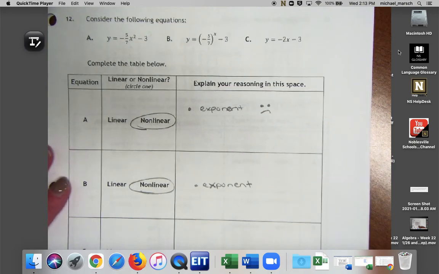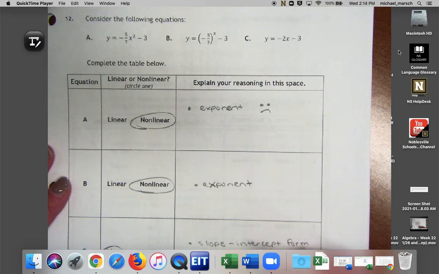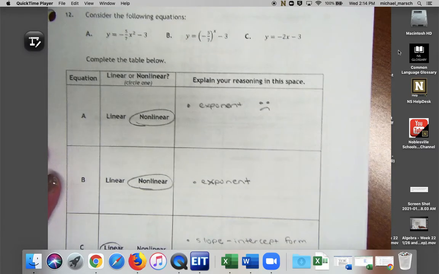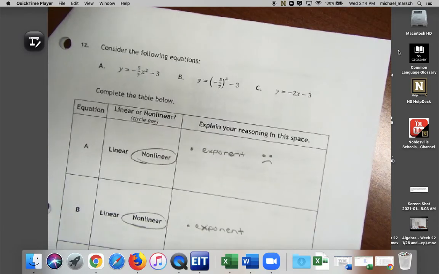And C, linear. Because it's a normal equation. It's in slope-intercept form. So we have that y equals mx plus b. Do we have to say it's in slope-intercept form? Well, how would you explain it? I don't know, it's a normal equation. Yeah, I'll take it. But that normal equation is called slope-intercept form. Yeah, exactly. Okay, last page.